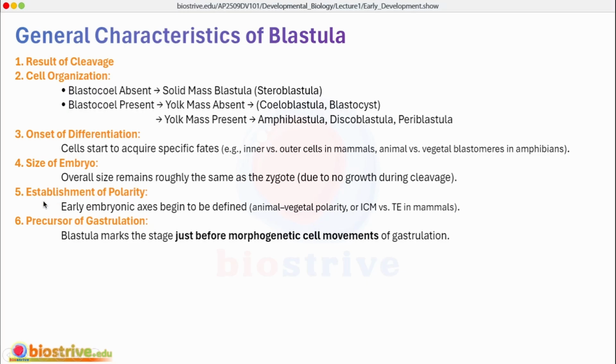For the fifth point, there is establishment of polarity. There is establishment of animal vegetal polarity in case of amphibians, and there is establishment of specific inner cell mass and trophoectoderm fates in case of mammals. Blastula marks the stage just before morphogenetic cell movements take place, and there will be formation of three different germ layers: ectoderm, mesoderm and endoderm, which will mark the stage of gastrula. So it is blastula that develops and matures into gastrula.